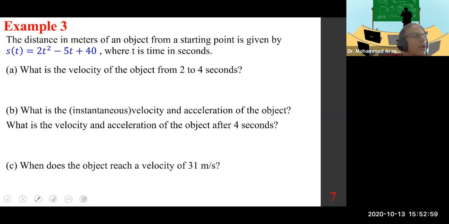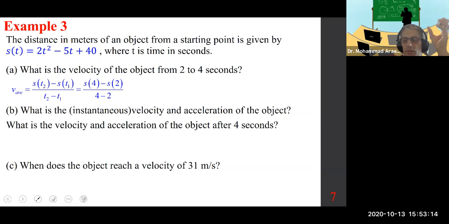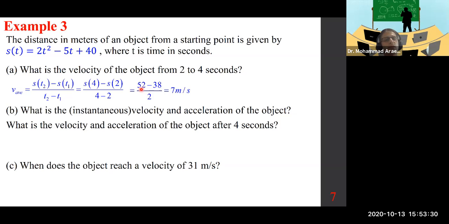So the first part is very basic algebra, everybody, okay? So S of 4 minus S of 2 over 4 minus 2, the total distance over the total time. So we just plug in. You plug in number 4, gives you 52. You plug in number 2, gives you 38. So subtract 38 from 52, and it's meters per second.